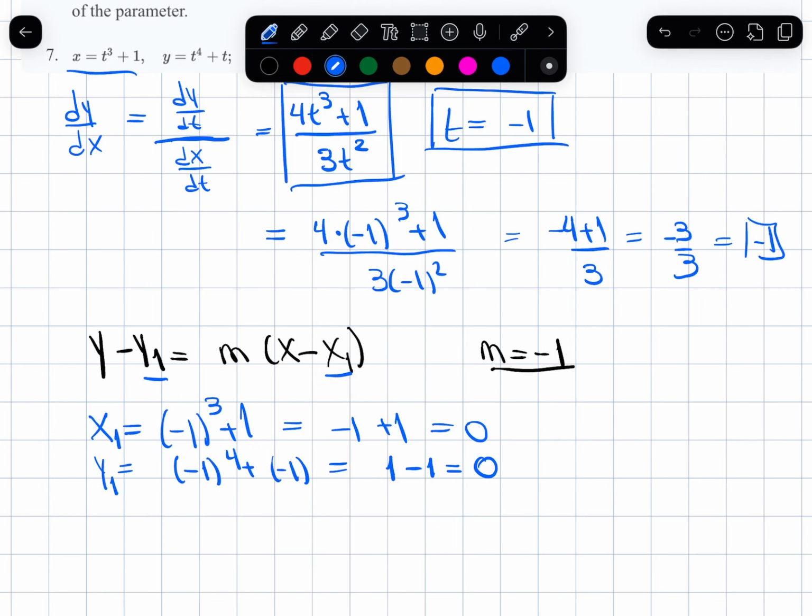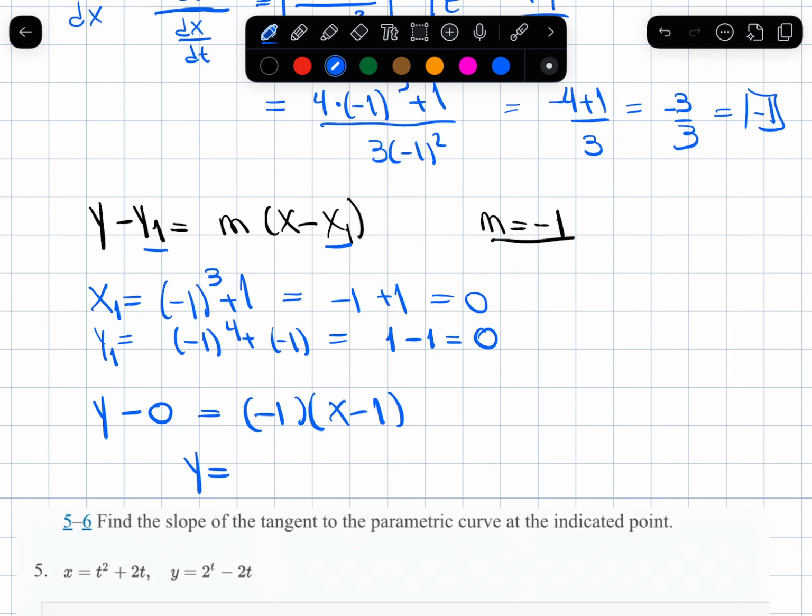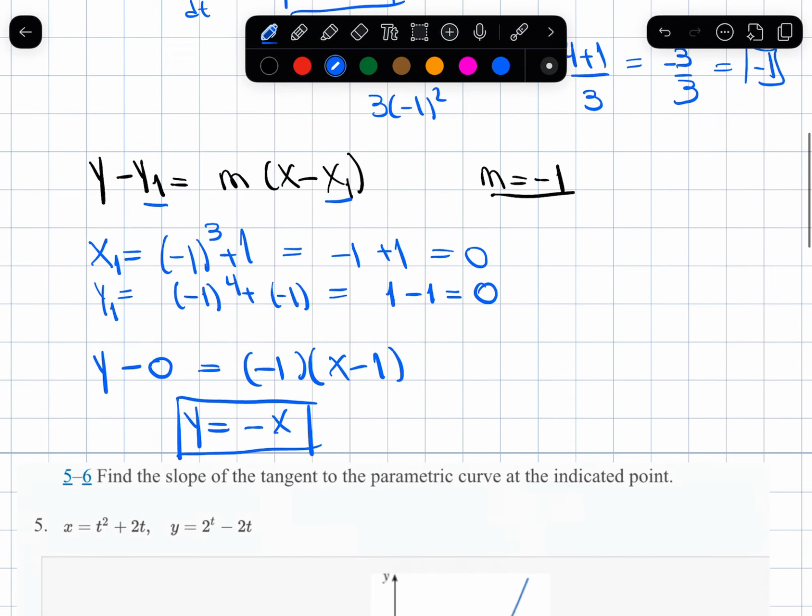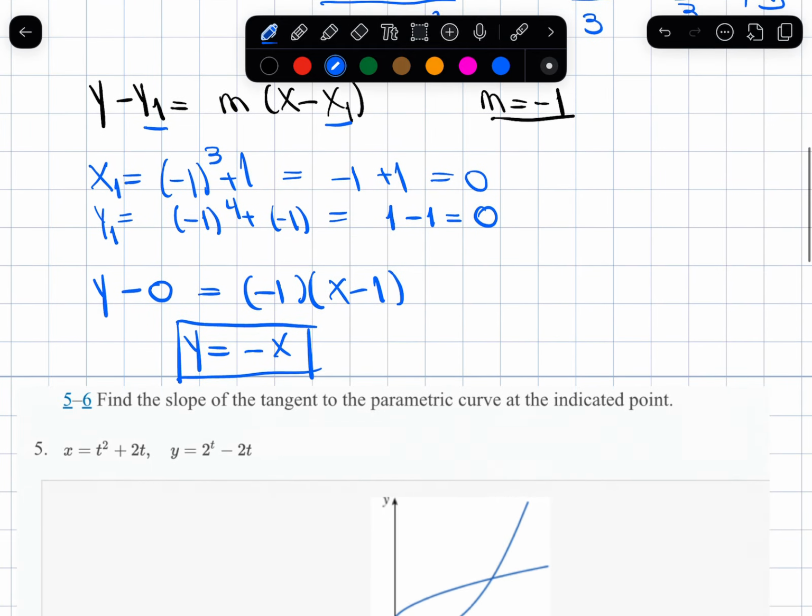My equation then becomes y minus 0 equals -1 times x minus 0. So it's just y equals -x, excuse me. So this is the equation of the tangent line at that point. And this is excellent right now.